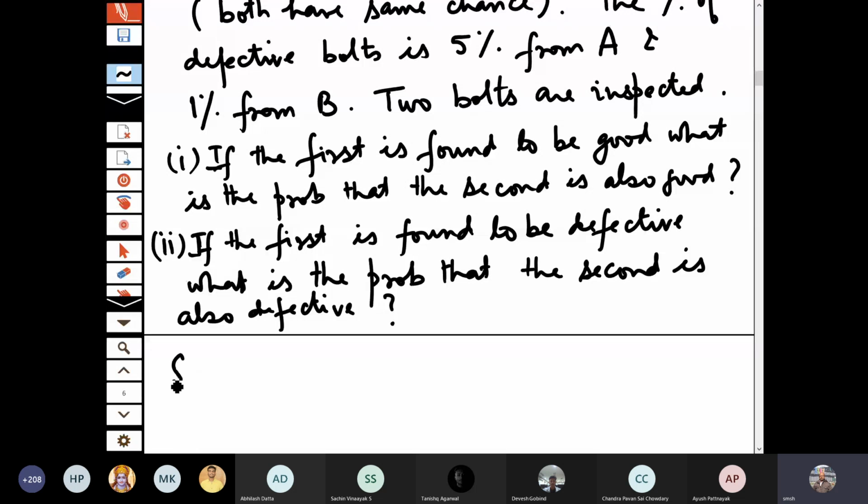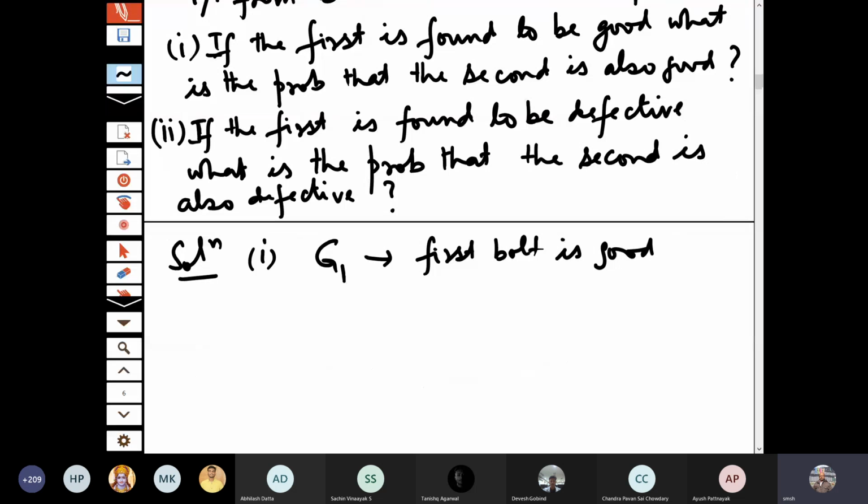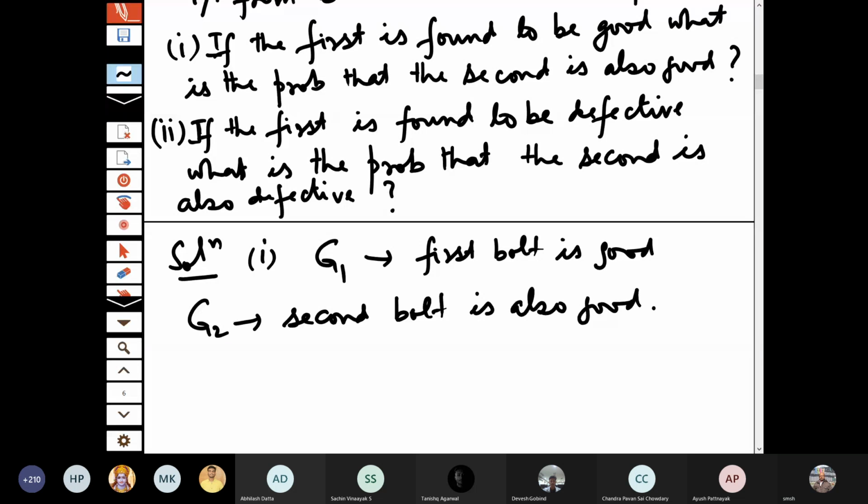So let us look at the solution here. Let us define event G1, that the first bolt is good, and G2, the second bolt is also good. So we have to find out the probability of G2 given G1. Okay, so first of all, what is the probability of G1?